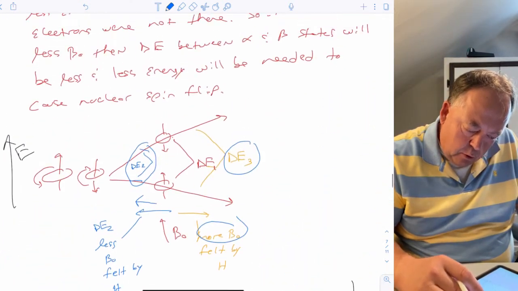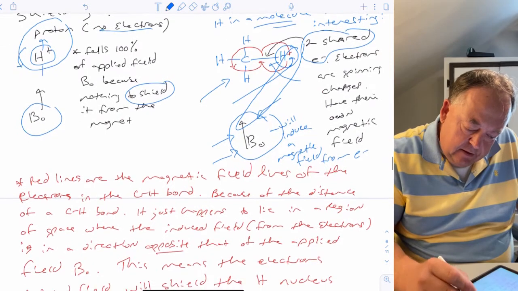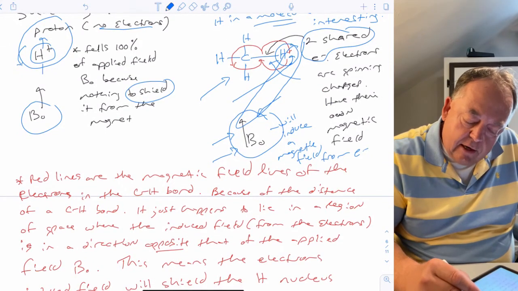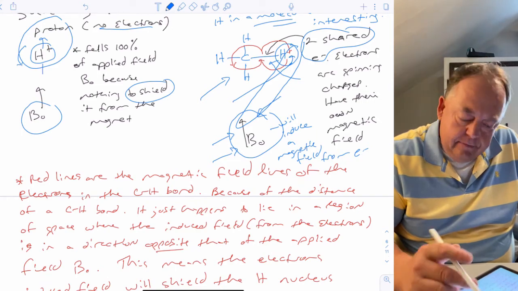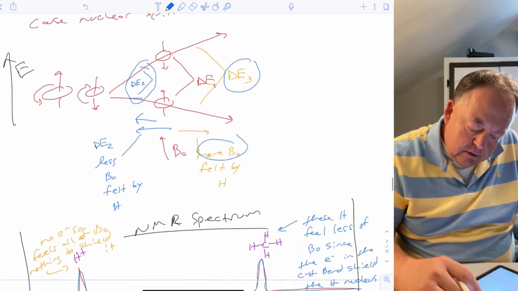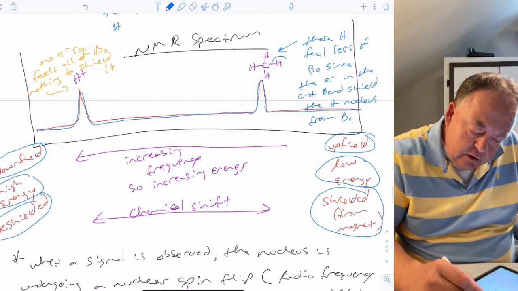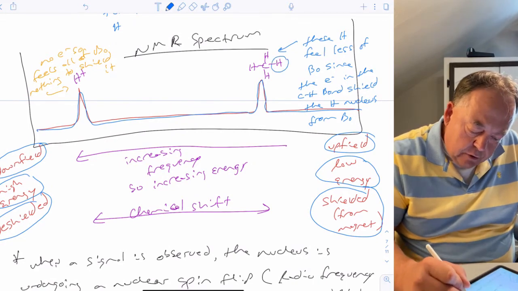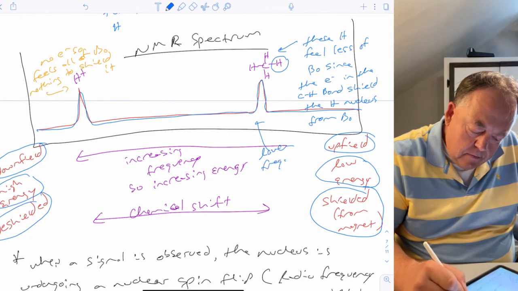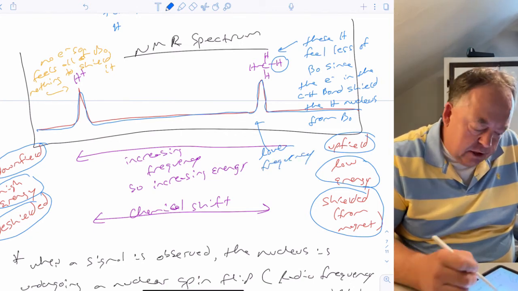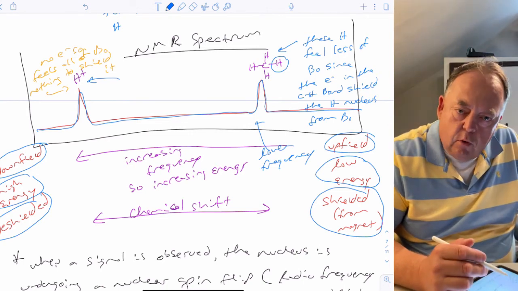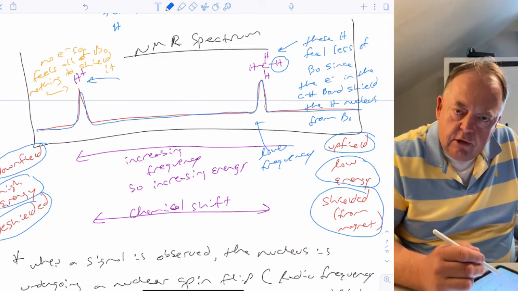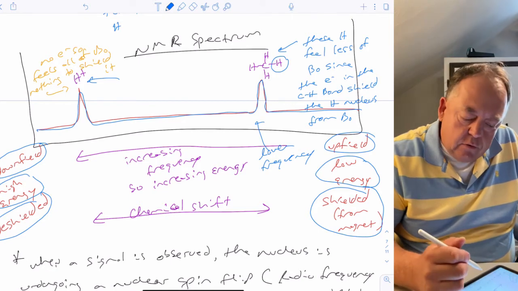All right, and so the point, again, is that the magnetic field lines from the electrons in the CH bond shield the hydrogen from some of B. So it's going to require less energy for this to do a nuclear spin flip, so it's going to be at a lower frequency or lower energy. And this is going to require more energy since it feels more of the magnet. It's going to require more energy to do a spin flip, so higher frequency.